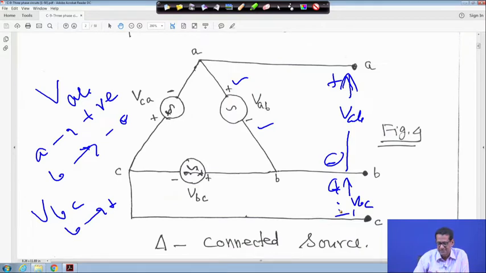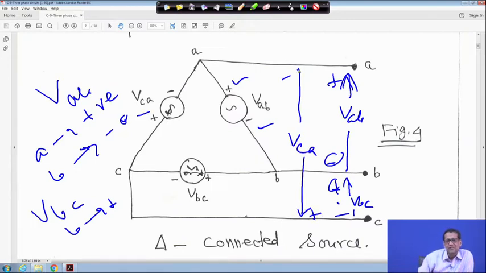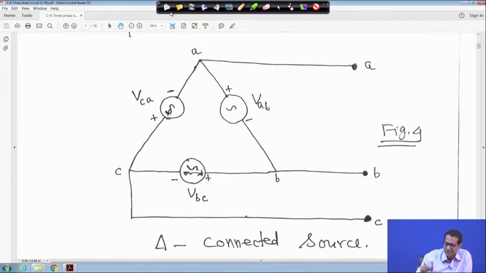Another is VCA. When you take VCA, this is my C, this is positive, right? At that time the other terminal is negative. So whenever we say VAB, A is positive and B is negative. VBC means B is positive, the first one is positive and the second one is negative, right? This is instantaneous polarity, and this is the three-phase delta connected source. That was the star connected source and this is the delta connected source, right?